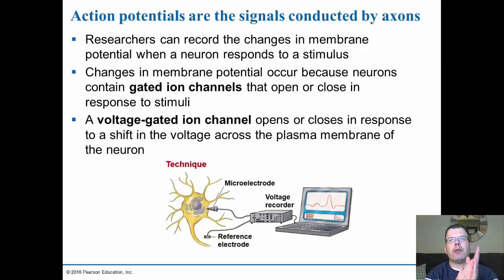So how are action potentials generated? We can measure the action potential using this system. You have a microelectrode attached to the neuron, and we can measure with the reference electrode what is going on inside the neuron. Changes in the membrane potential occur because neurons contain gated ion channels that open and close due to stimuli, and the voltage-gated ion channel opens and closes in response to the shift of the voltage across the plasma membrane. So again, it's this opening and closing of these gated channels that allows charges to come in or leave. We're going to see how this all generates an active charge that then travels down the axon to respond to a sensory system that's out there, or coming from the interneuron and sending the message to the motor neuron, which is now going to send the signal out to either the gland or muscle.